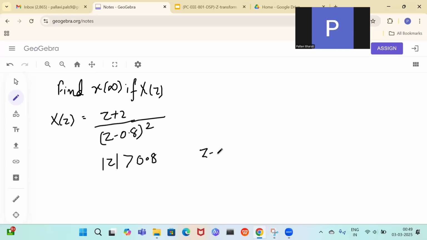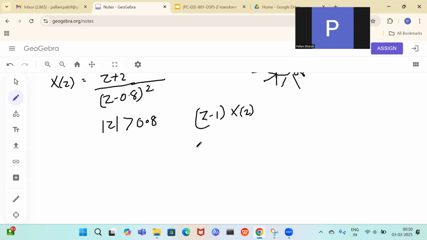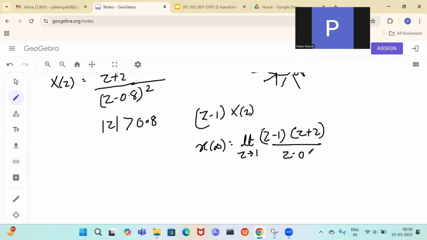And if you see the other condition, that is z minus 1 into x of z, there are no poles on or outside the unit circle, because the pole is over here at 0.8. On or outside the unit circle, there is no pole. There is a pole inside the unit circle. So we can use the final value property. What it says is that x of infinity is equal to limit z tending to 1, z minus 1 into x of z. Just do it, z plus 2 by z minus 0.8. Put the value of z equal to 1 everywhere. So what you are going to get is equal to 0. So the final value is 0, x of infinity.